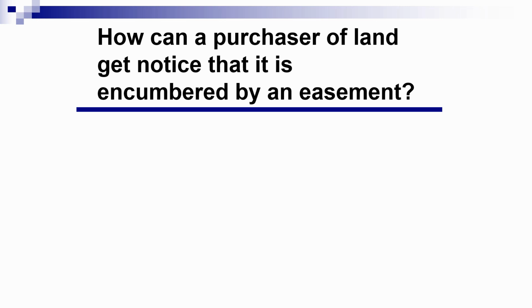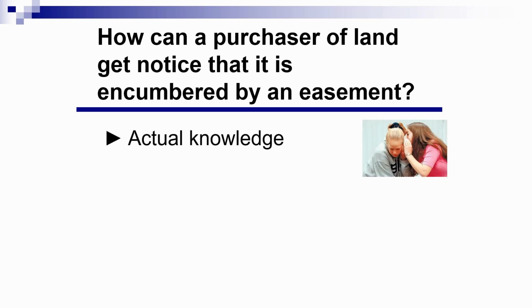A purchaser of land can get notice that it's encumbered by an easement in any of these ways. First, they might get actual knowledge. Somebody might tell them that the land that they're buying has an easement running across it. In fact, if the owner of lot 2 is honest, the owner of lot 2 will tell the buyer of the lot there's already an easement in place across the land that you're buying, and you'll have to recognize it and take subject to it.